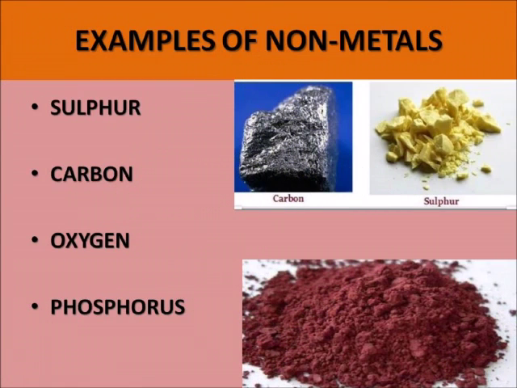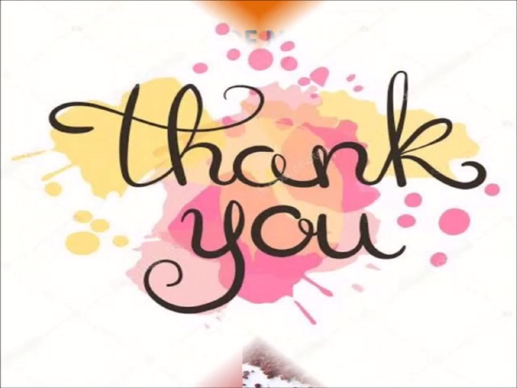Now, what are the examples of non-metals? The examples of non-metals we can give here are sulfur. Then we have carbon, which is coal. Also, you can see on your screen there is phosphorus, which is pinkish in color. Then you have gases like oxygen and hydrogen. All these are non-metals. So students, I hope you have understood the physical properties of metals and non-metals.